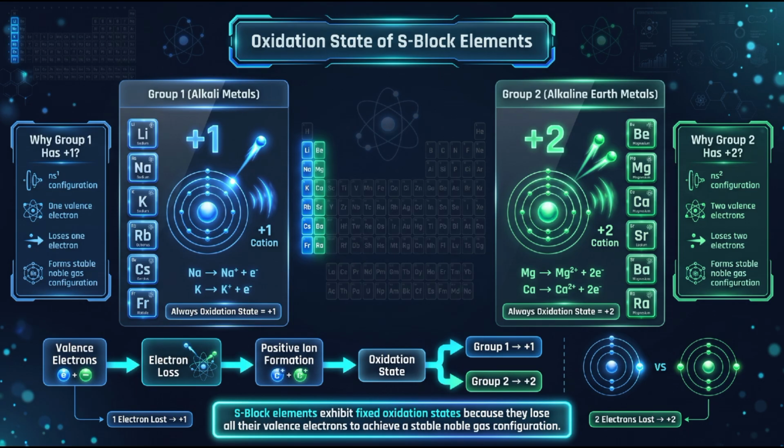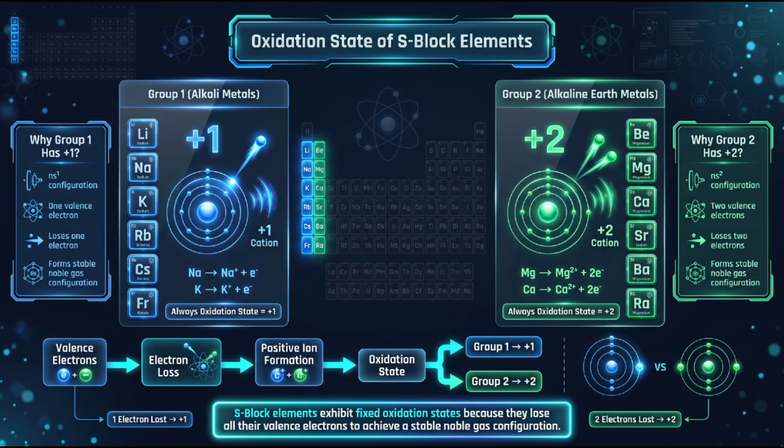Another important point illustrated in the image is the relationship between valence electrons and oxidation state. For group 1, 1 electron lost means +1 oxidation state. For group 2, 2 electrons lost means +2 oxidation state. Thus, the oxidation state directly corresponds to the number of valence electrons removed. The image also compares the electron shells of group 1 and group 2 atoms. Group 1 atoms contain 1 outermost electron, whereas group 2 atoms contain 2 outermost electrons. This visual comparison helps explain why the oxidation states differ by exactly 1 unit.